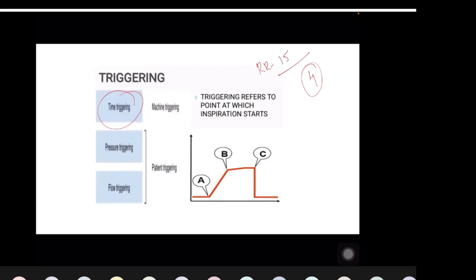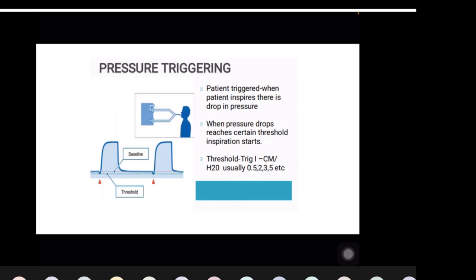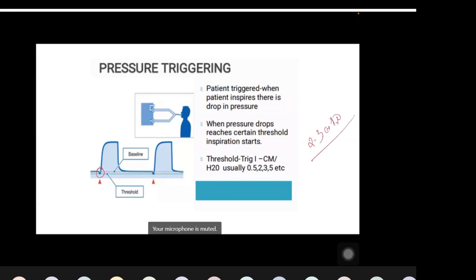Then coming to patient triggering. Patient triggering can be either pressure triggering or flow triggering. Pressure triggering occurs when the patient tries to inspire, that means after the sedation has been weaned off and the patient has regained some level of consciousness, the patient will try to take a breath. When the patient actively inspires, there will be a pressure drop within the ventilator circuit, which can be identified from the pressure time curve, where there will be a negative deflection. In pressure triggering, the trigger we usually set is around 2 to 3 centimeters of water.